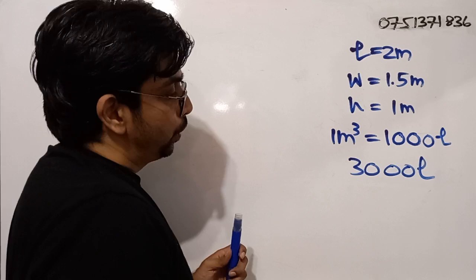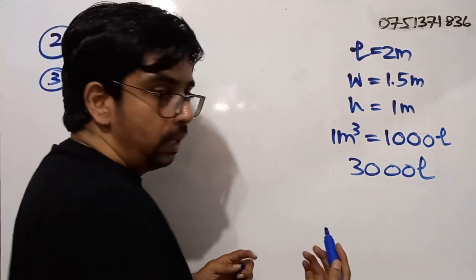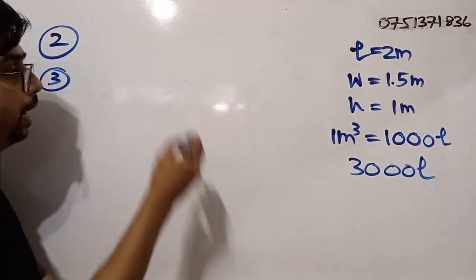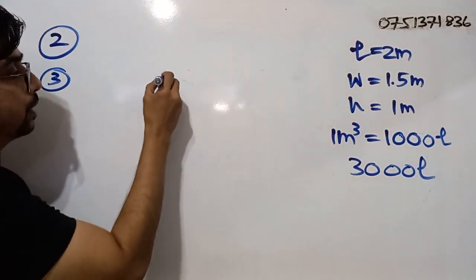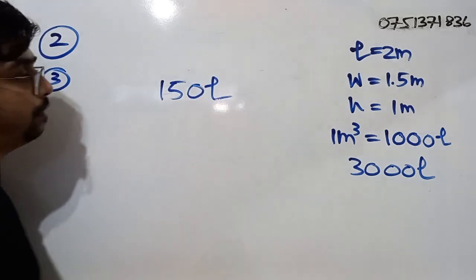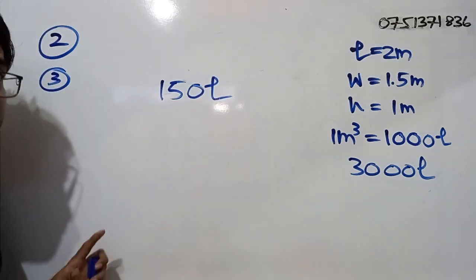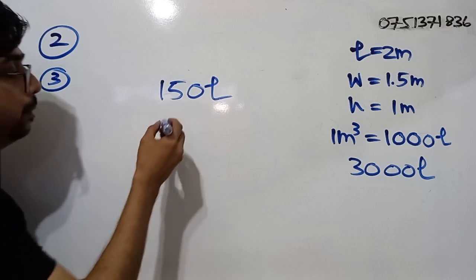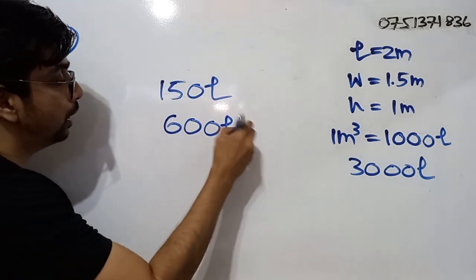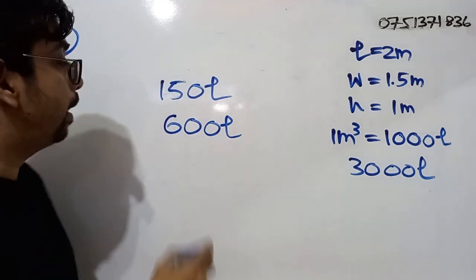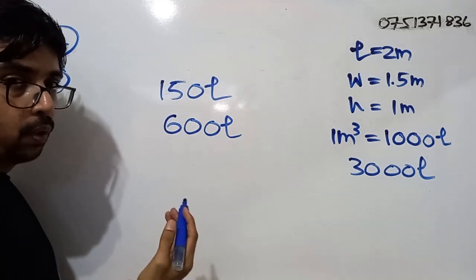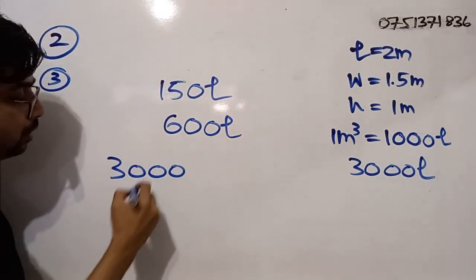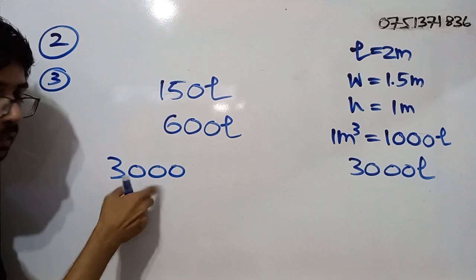Part 3. For how many days will the water in this tank be sufficient for 4 people if it is full? So previously we calculated the capacity of the tank, which is what? 3000 liters. And also we know one person requires 150 liters of water daily. So we have a total of 4 people. That means the total amount of water required for 4 people will be what? 600 liters. So how do we get the answer?